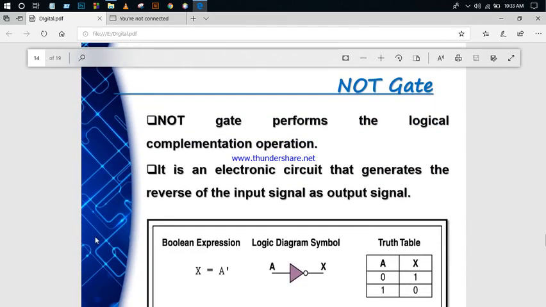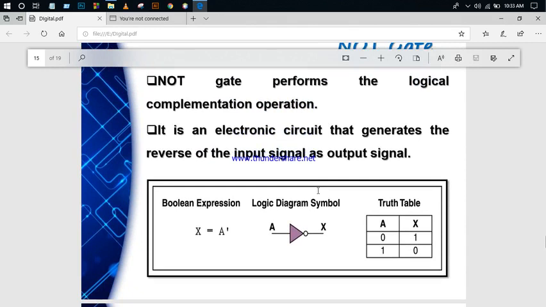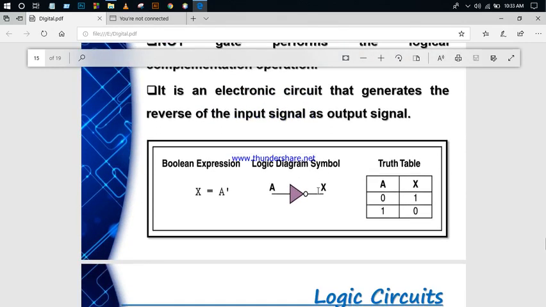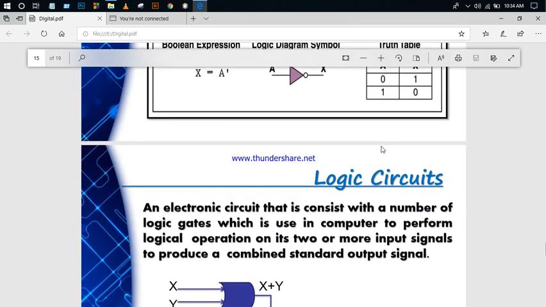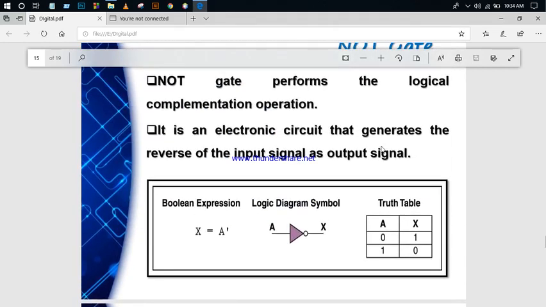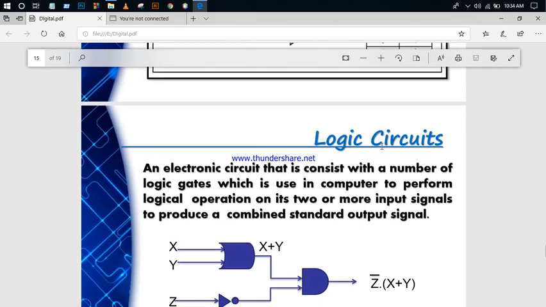NOT gate. The NOT gate performs the logical complementation operation. It is an electronic circuit that generates the reverse of the input signal as the output signal. Reverse means input A is 0, output X is 1. Input A is 1, output X is 0. This is the truth table of the NOT operator.